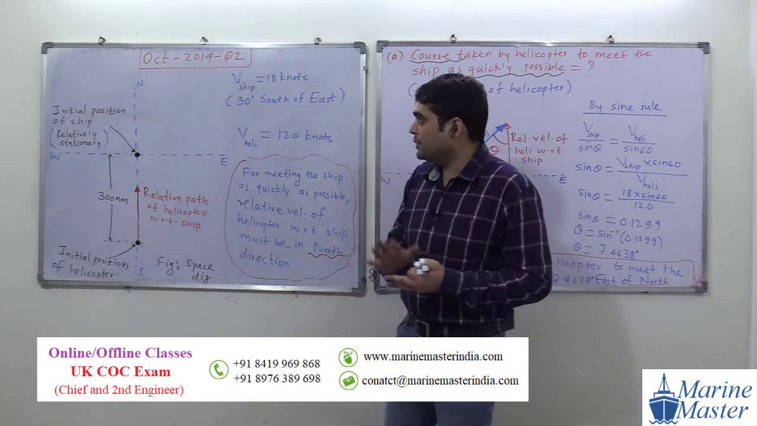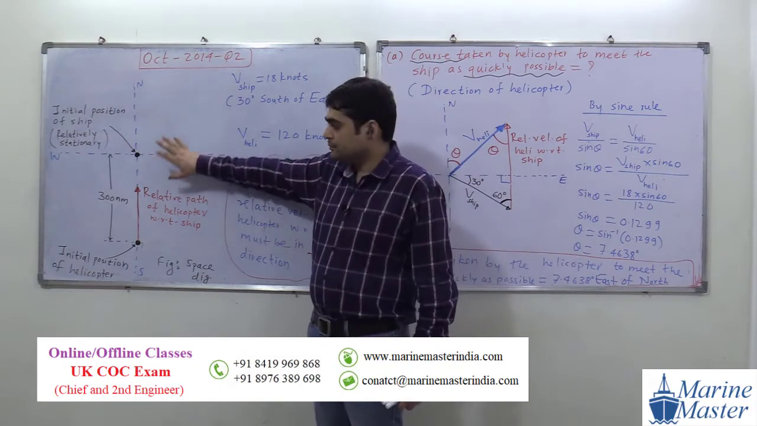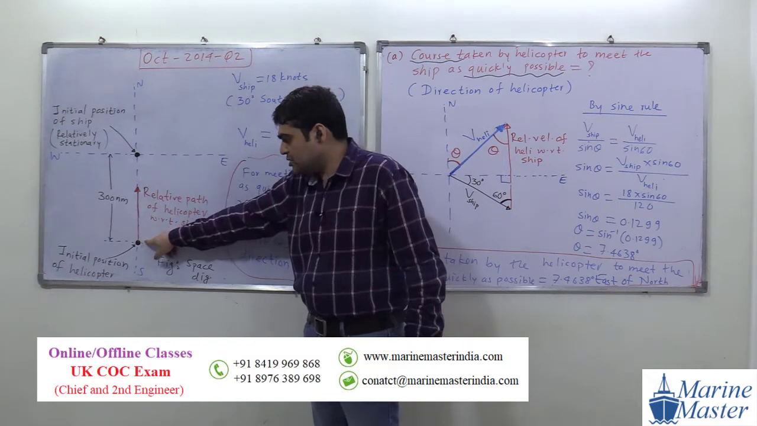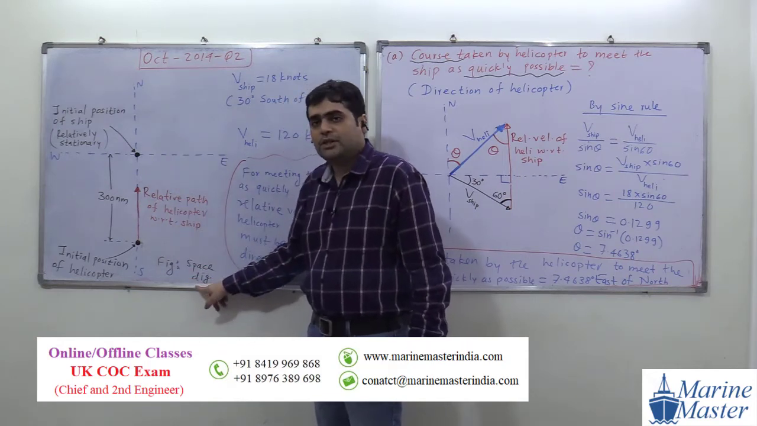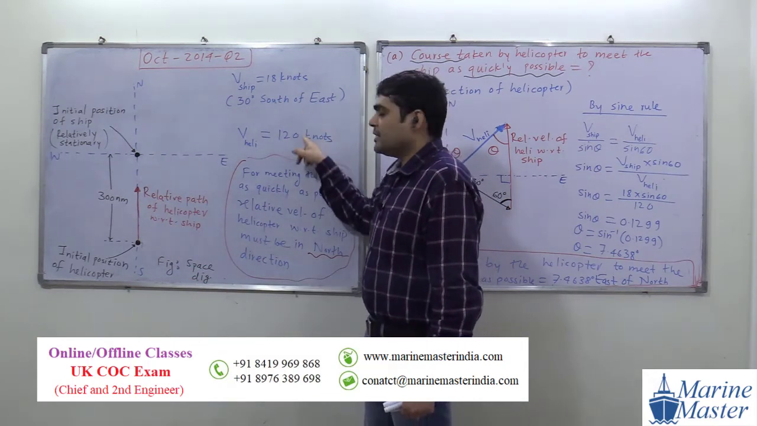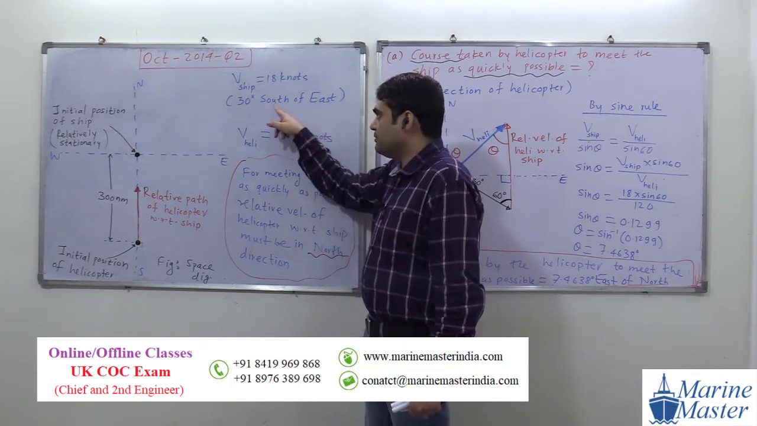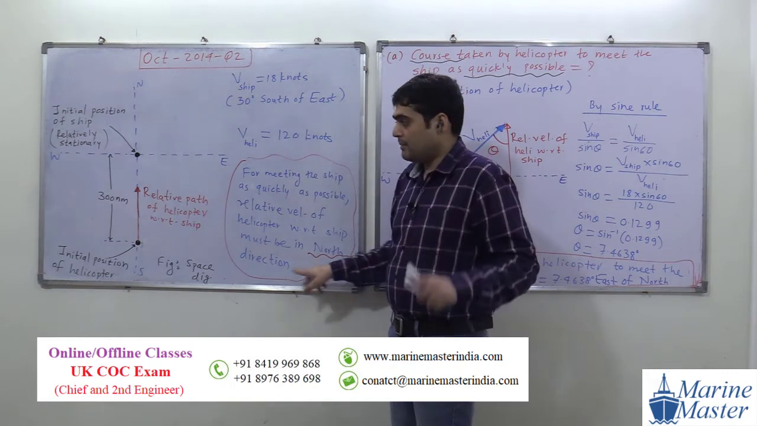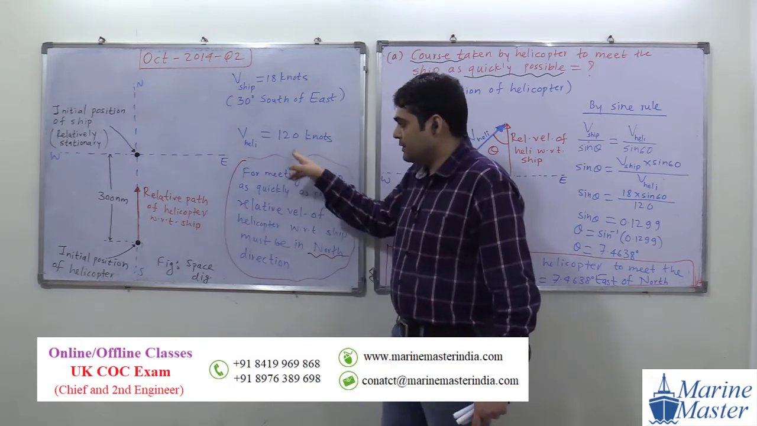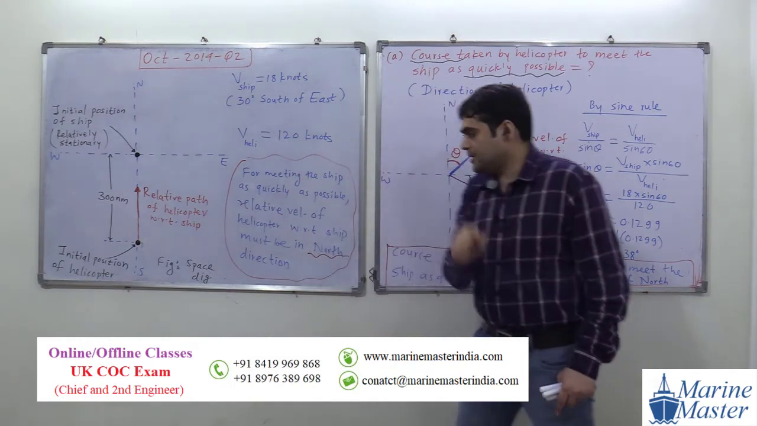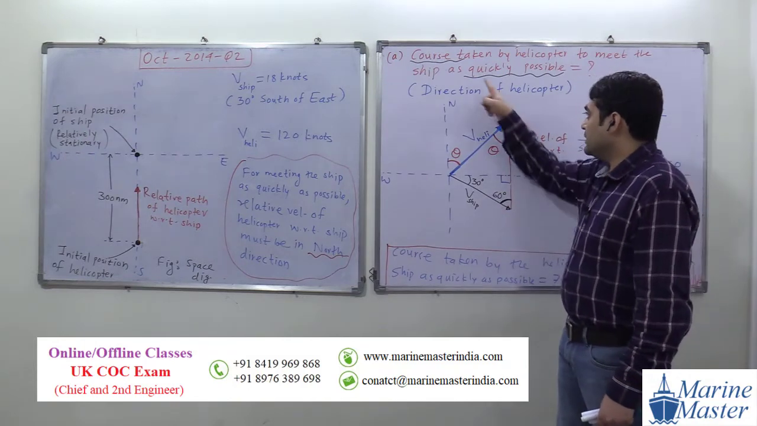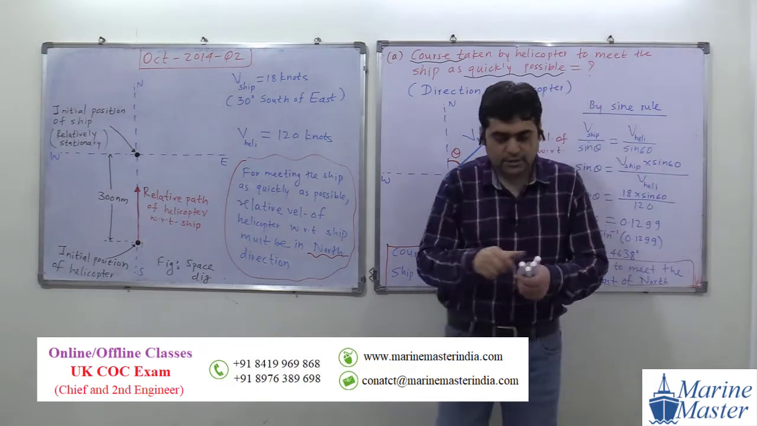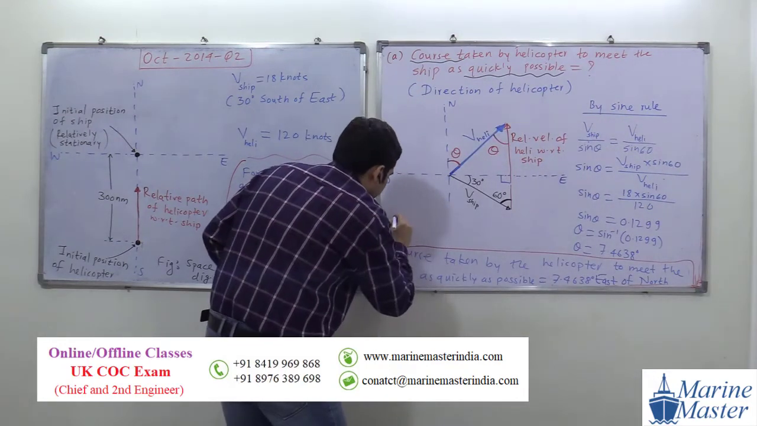Now before going further, guys, first of all draw this drawing. Show the relative path and give the name of the drawing. Then write down these given things: V ship, we know the direction of the ship. First of all this drawing, then these given things. After that, write down the heading of the A part. Then draw this. What is the name of this figure, guys?